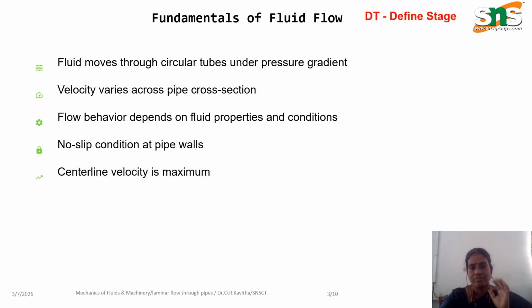problems. Now the fundamentals: if a fluid flows through a circular tube under pressure head, the velocity will vary across the pipe section, and the fluid behavior will depend upon the fluid properties and conditions. For example, it will depend upon the viscosity and density, etc. And there will be no slip at the pipe walls. The velocity will always be maximum at the center of the pipe.